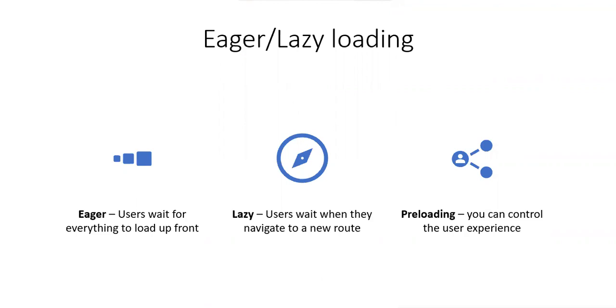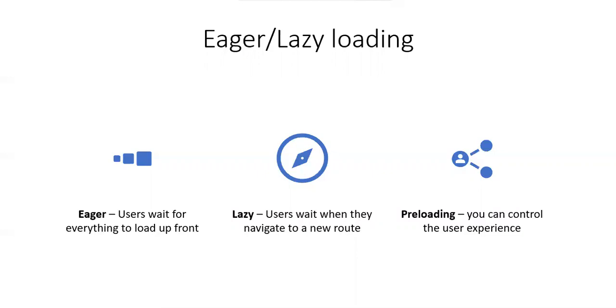Let's talk about eager loading first. Eager loading is nothing but the user waiting for everything to load up front. If you have a large application, they are going to wait for everything to come up front, and time to first interaction with your app is not going to be so great. For example, you have a big application, and all the modules that are needed will be loaded up front before they make a first interaction or just see a screen. So this is called eager loading. Everything will be loaded upfront itself.